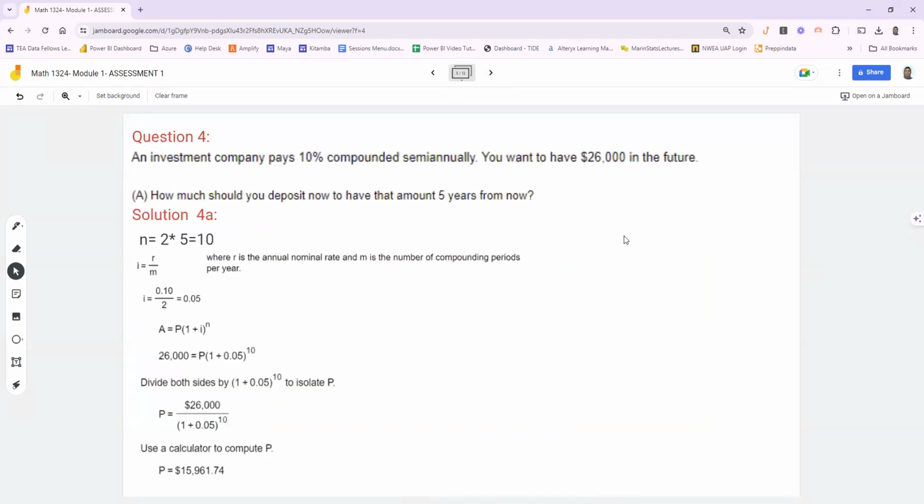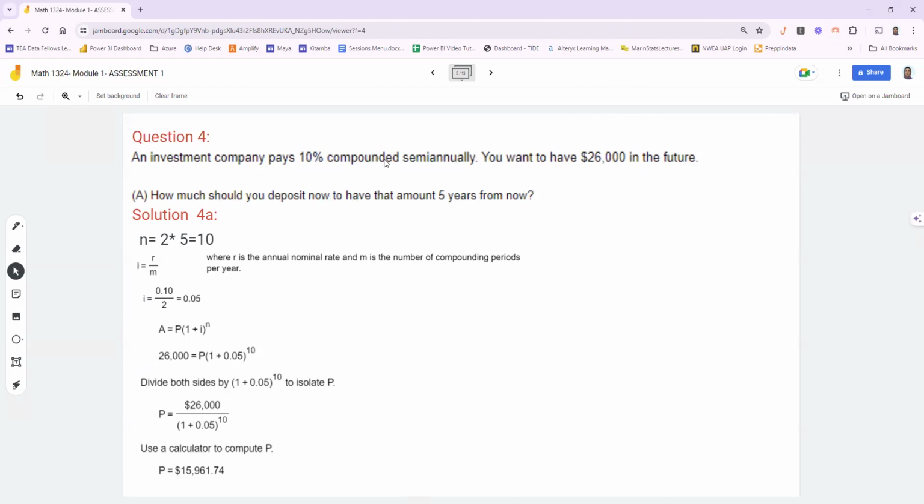Question 4 on the test is a word problem. Again, it has part A and part B. An investment company pays 10% compounded semi-annually. As soon as I see semi-annually, I know that the M value will be equal to 2. You want to have $26,000 in the future. First question is, how much do you need to deposit now to have this much money in 5 years?